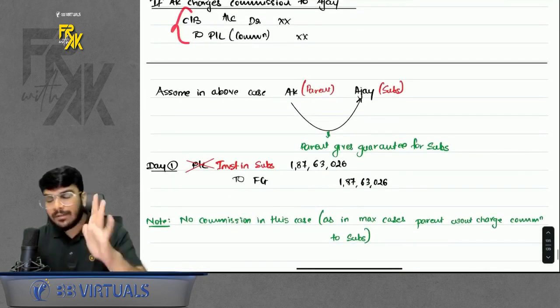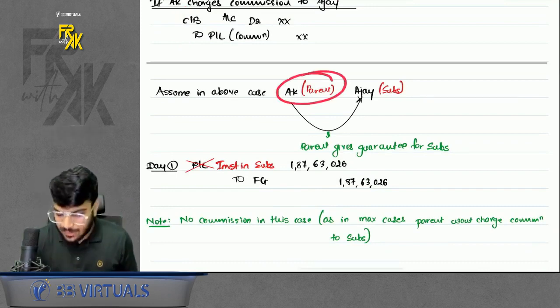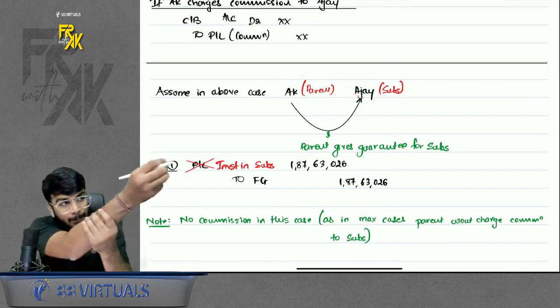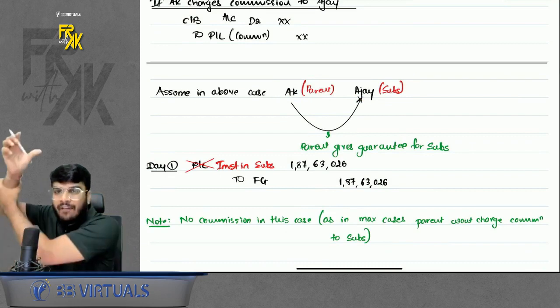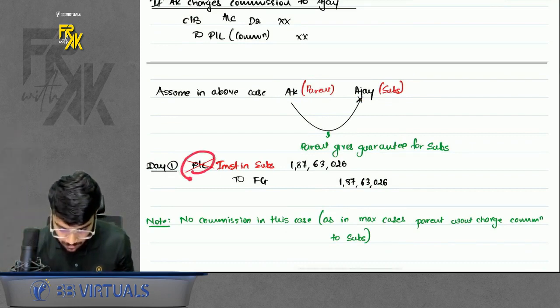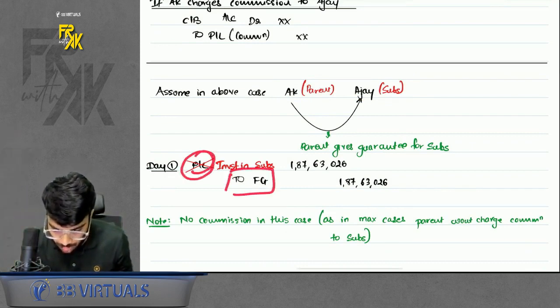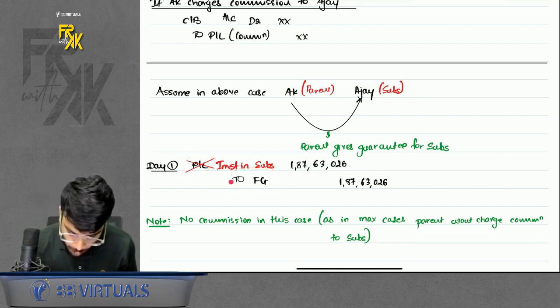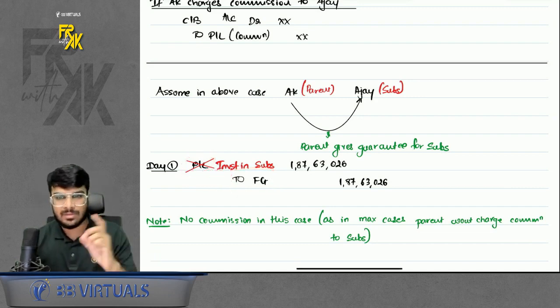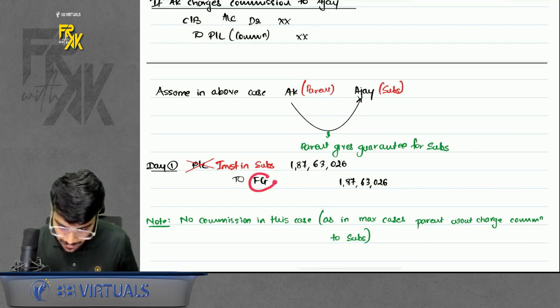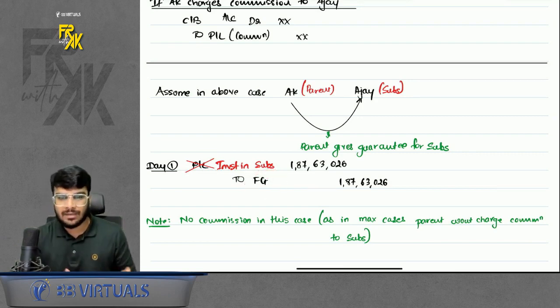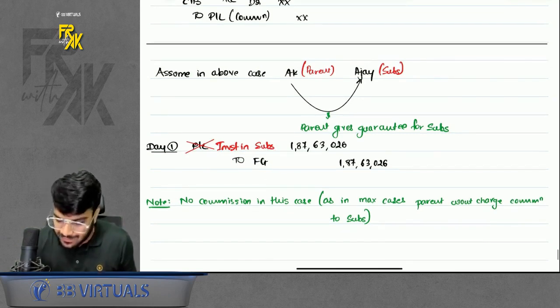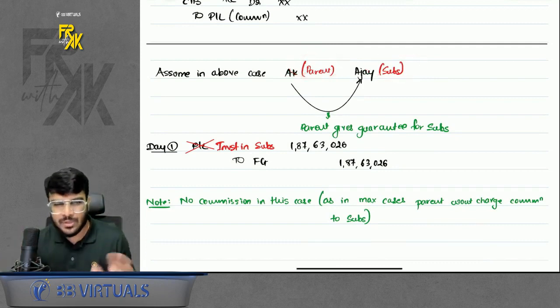But in the above case, let's assume AK was the parent, Ajay was the subsidiary, and the parent is giving a guarantee on behalf of the subsidiary. In that case, on day one, whatever financial guarantee you book, you will not transfer to PNL; you will book it as an investment in subsidiary, because a relationship is there. Of course, sir, why is it credited to financial guarantee? It is a liability kind of a thing, na, that is why. Also, when there is a relationship involved, commission won't be involved.